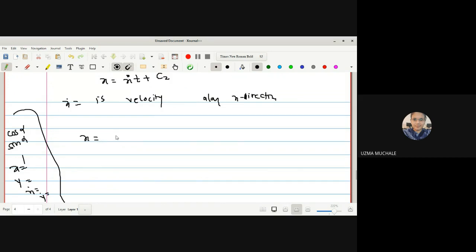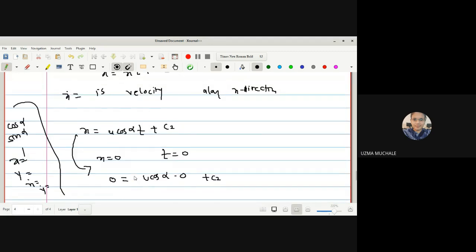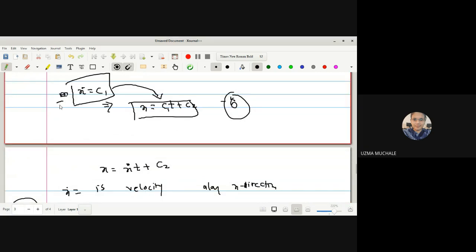So x dot is nothing but your initial velocity along the x axis, which is u cos alpha, plus c2. Now we have to find the values of c1 and c2 so that we can solve this equation. Let us assume x equal to 0, for which time is also 0. Substituting, 0 is equal to u cos alpha into t, t is also 0, plus c2. So I directly get c2 equals 0. C1 we have already found: it is x dot, which is nothing but the component of the velocity, u cos alpha.